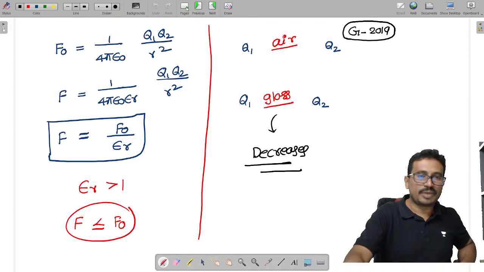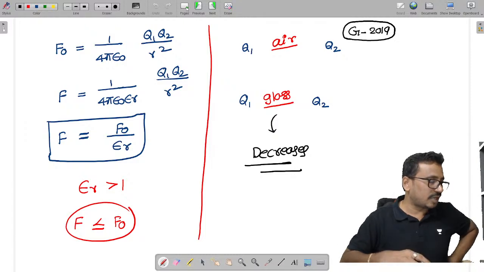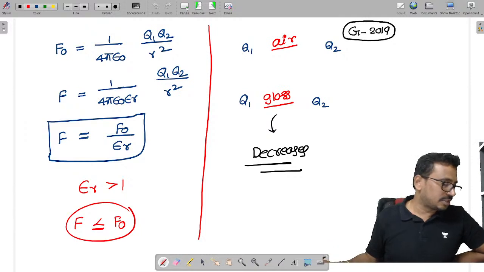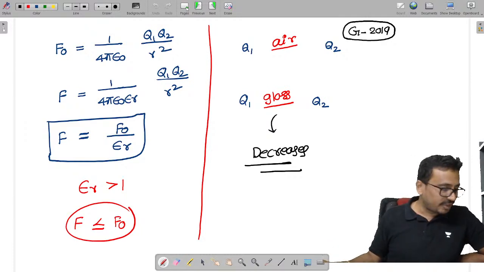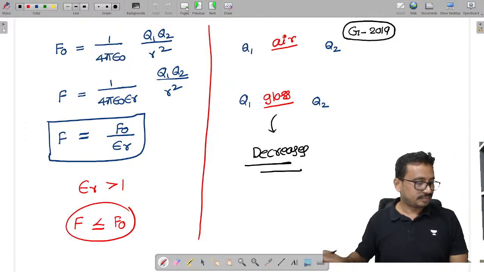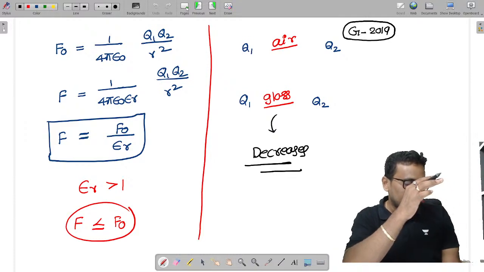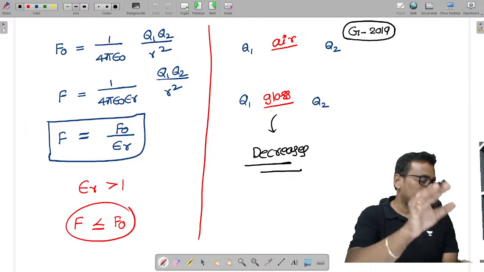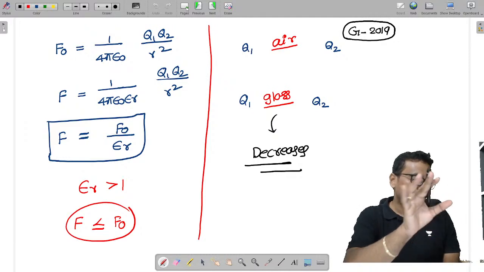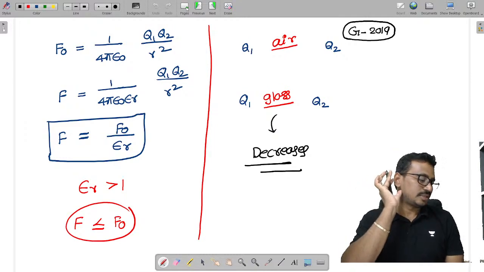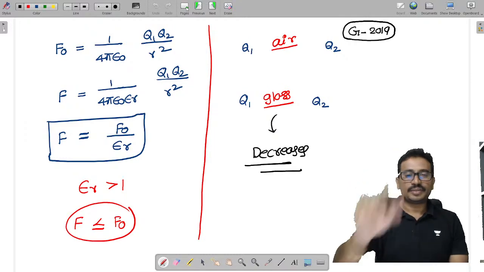Yes, obviously, the medium can change the value of the force, not the nature of the force. It will affect the magnitude of the force. It does not change the nature of the force. If it is attraction, it stays attraction; if repulsion, repulsion only. We cannot change the nature, but it can change the magnitude. All of you tell me.